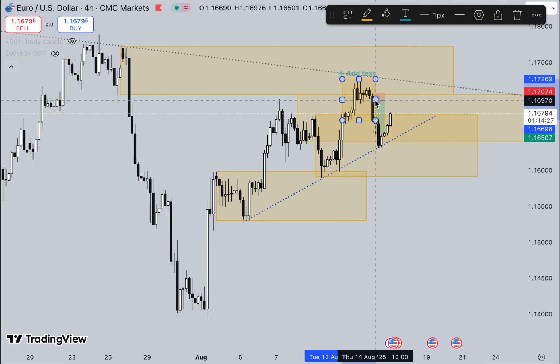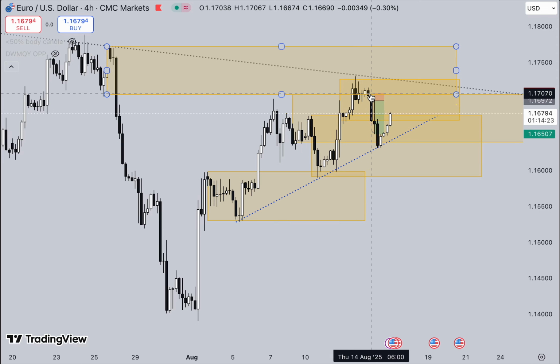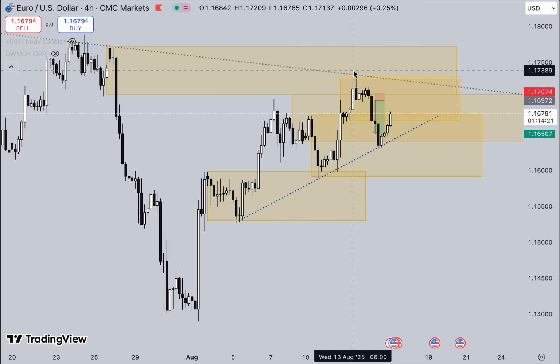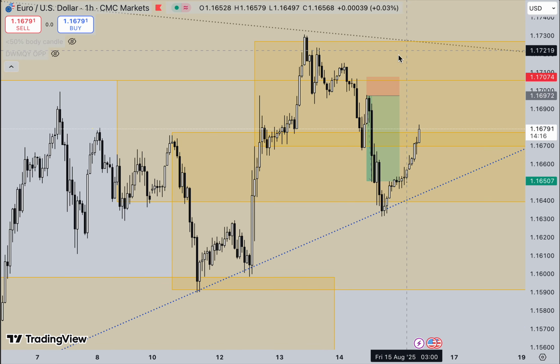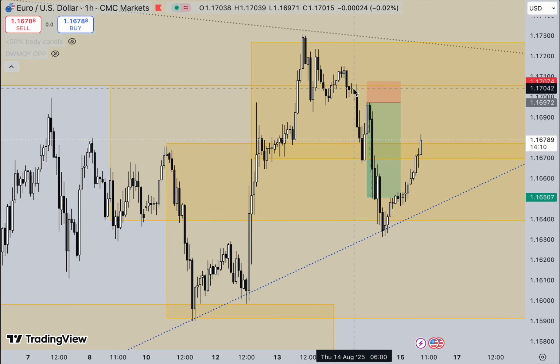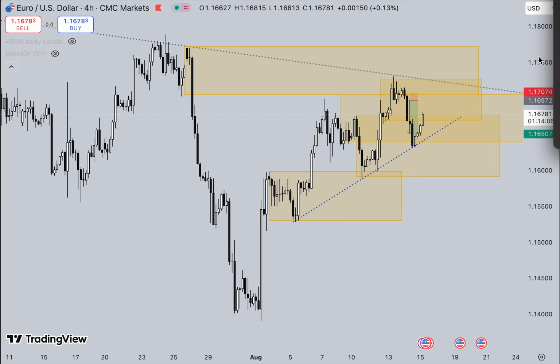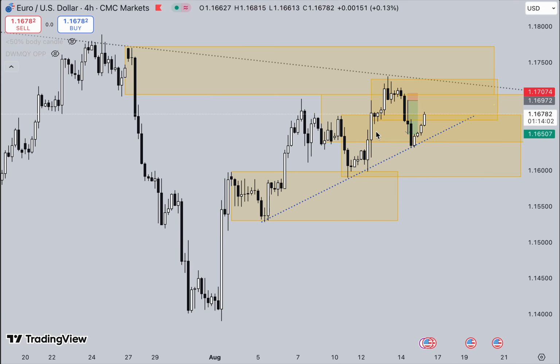Now, what has happened? All we needed was that change of character. So we swept the highs, we needed that change of character, right? We came in here, swept the highs, pushed down, pushed down, pushed down. You could have come to the 1 hour, because on the 4 hour, if we go to the 4 hour, you can see here we have this push down.